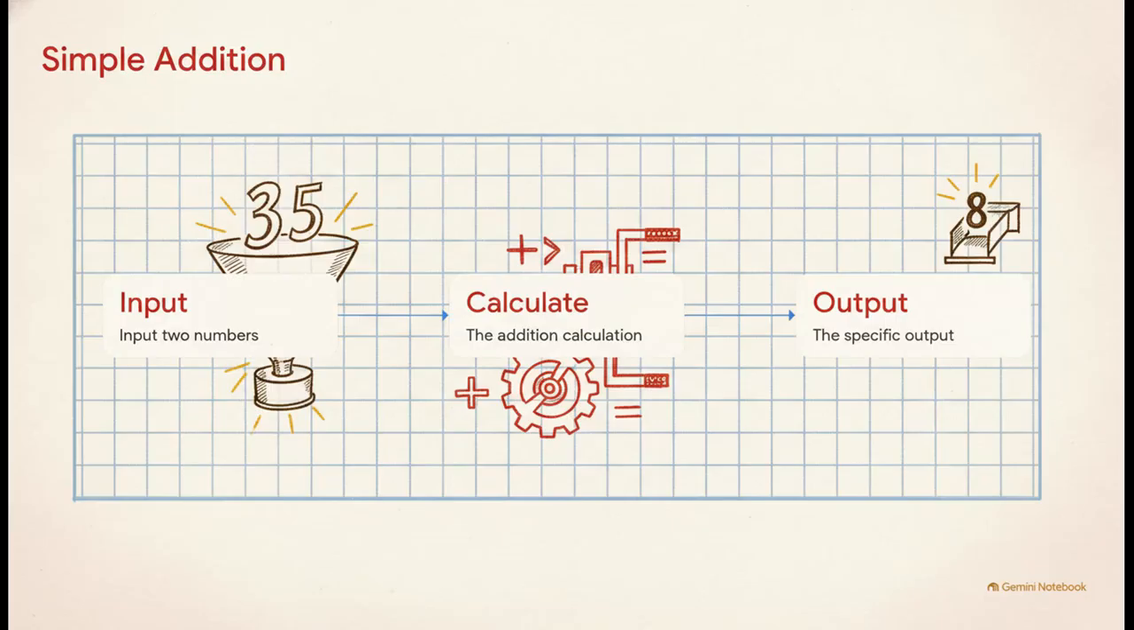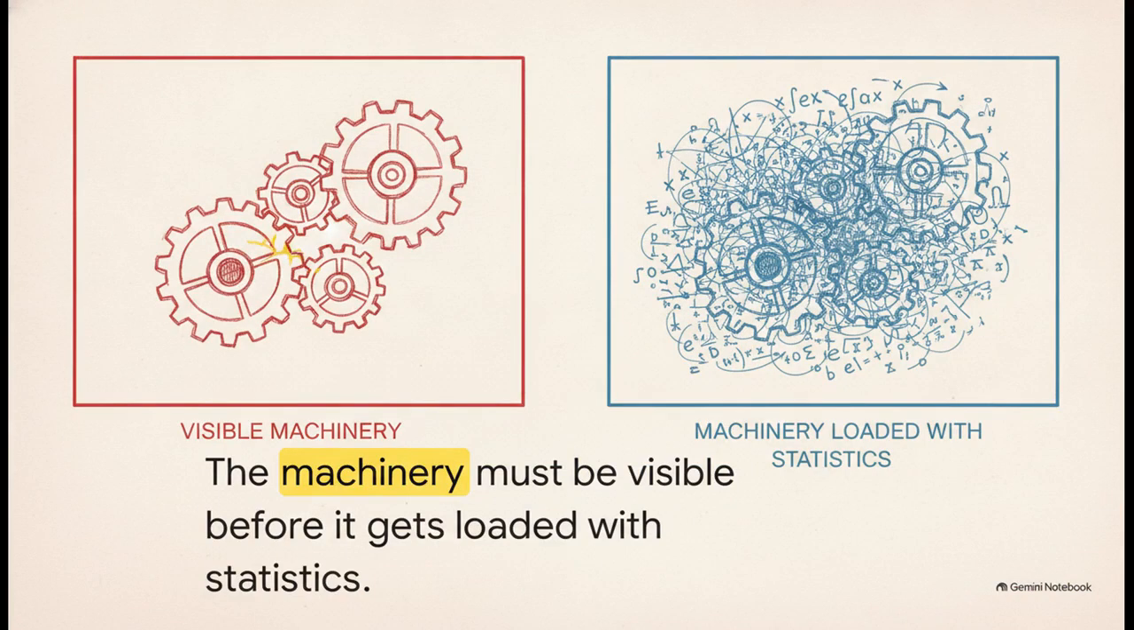Let's try to ground this whole concept in a machine so simple it is almost trivial. Let's look at one that literally just adds two numbers. It is three basic steps. Step 1, your input is two numbers. Step 2, the machine calculates the addition. And step 3, it hands you the specific output on the other side. That's the whole shebang. Now, you might be wondering, why use an example that is almost insultingly simple?